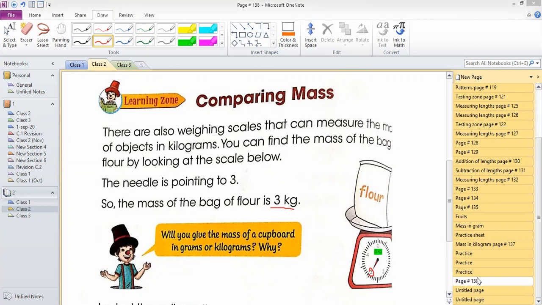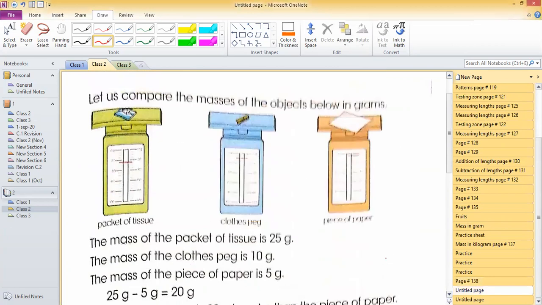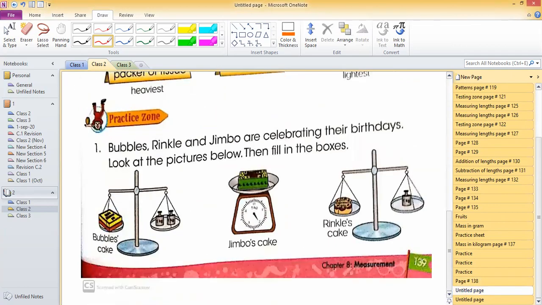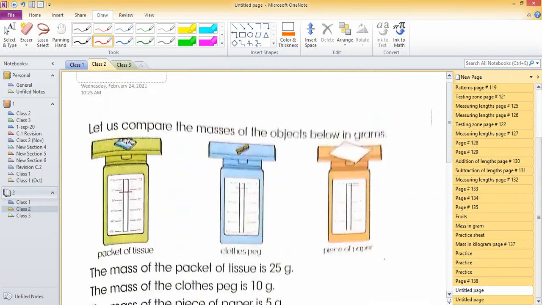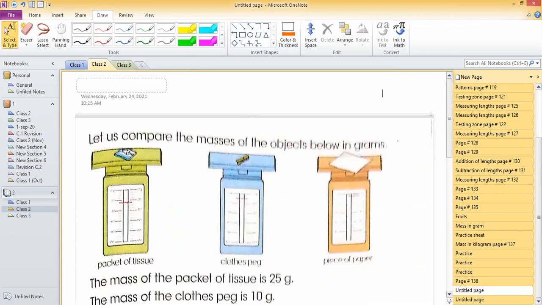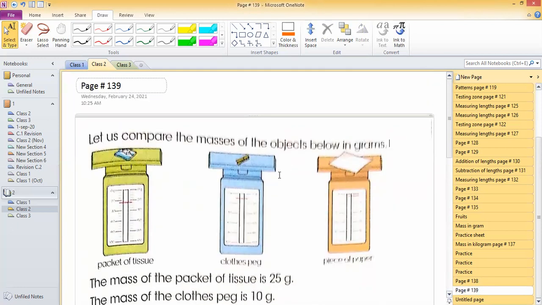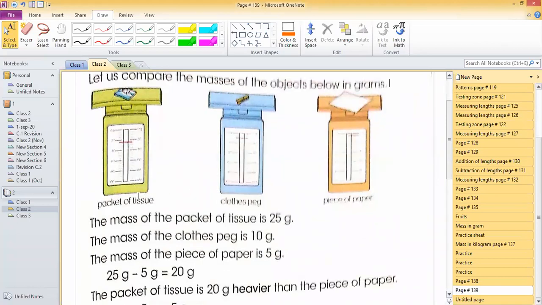All right. Now I'm going to move to the next page. Page number 139. So guys, open your book. Come to page number 139. Now guys, we have to compare. Let us compare the masses of the objects below in grams. Packet of tissue.